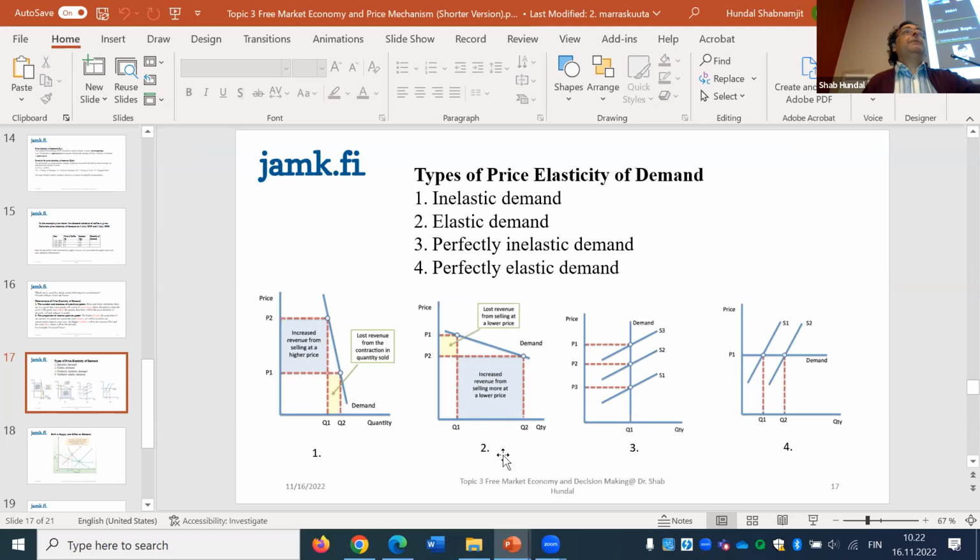But just compare it with the next one, the second shape. In the second shape, look at that. This time, the price change is small. Look at the difference between P1 and P2, and look at the change. Look at the difference between the quantity. Who increases this time? Who's more? Delta D or delta P?